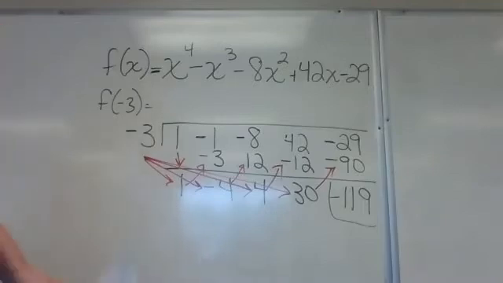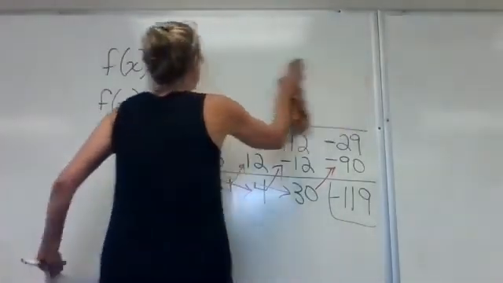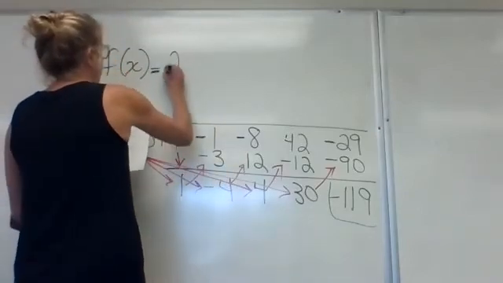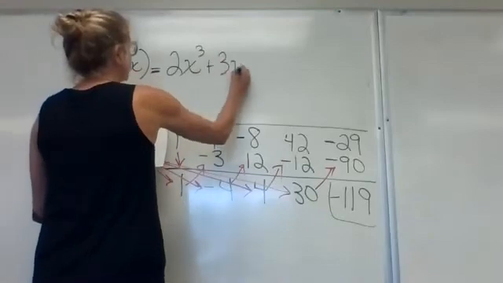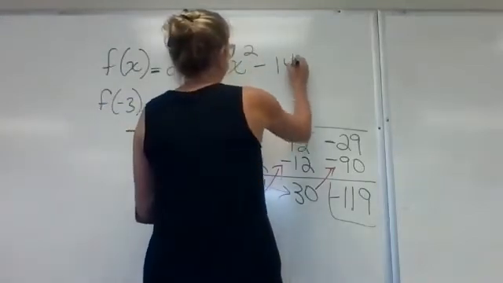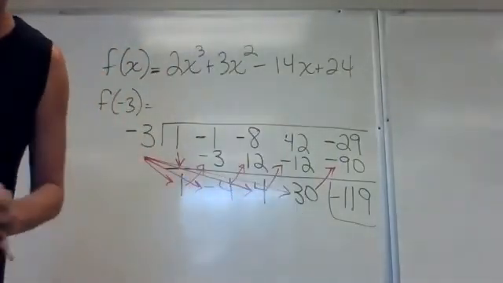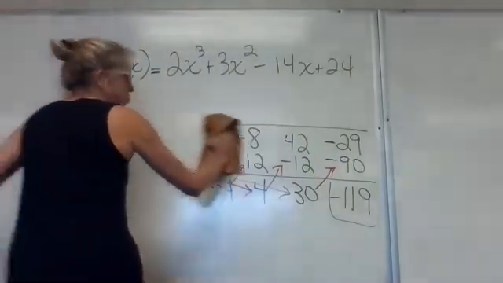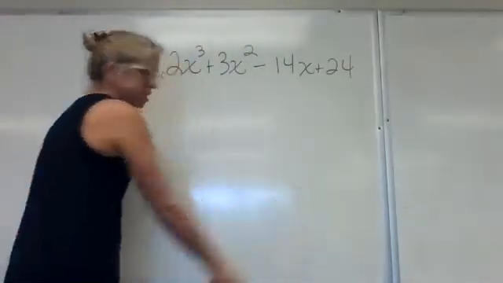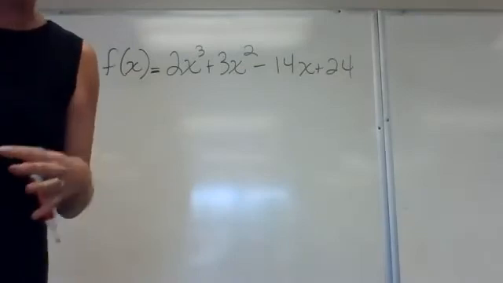Right, number 3. My function is 2x to the 3rd plus 3x squared minus 14x plus 24. It wants me to find 2 function values. Then you'll notice that when you're writing in this answer, it's a multiple choice, and you have to choose which one is the correct one to write your answer in.